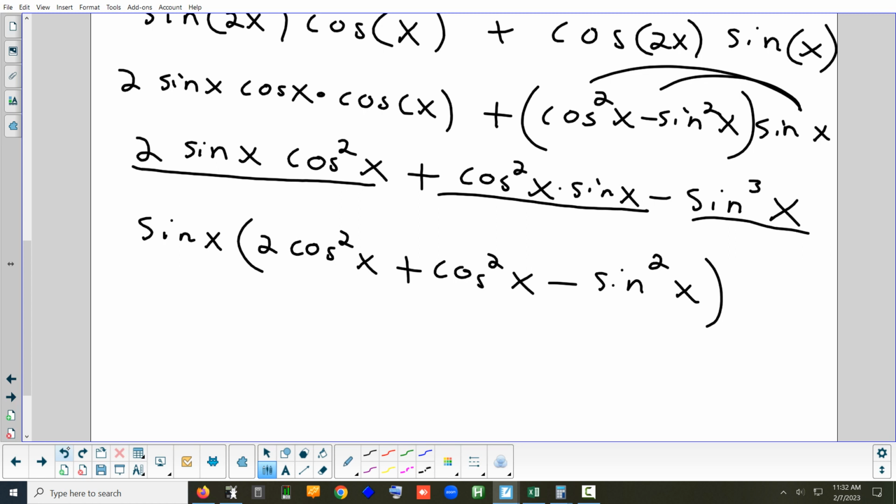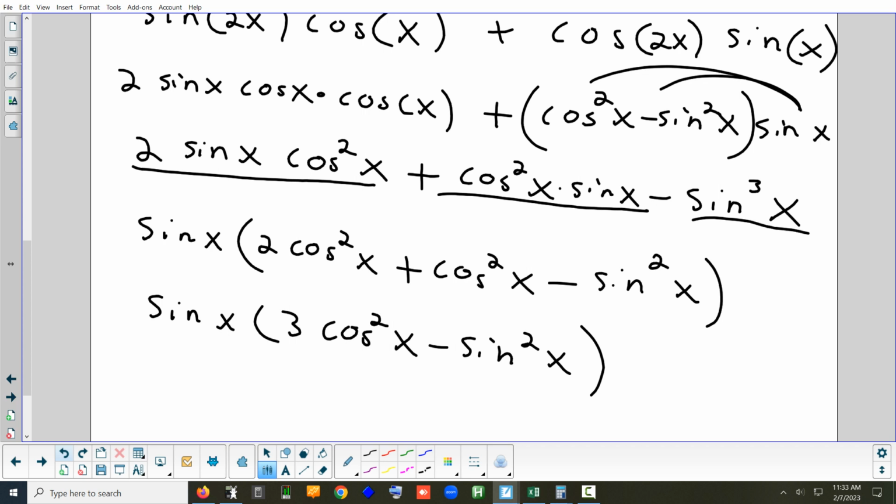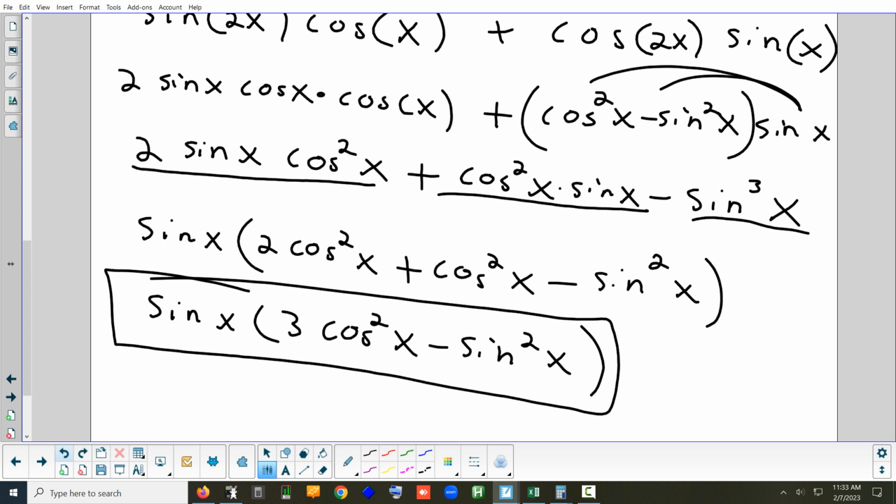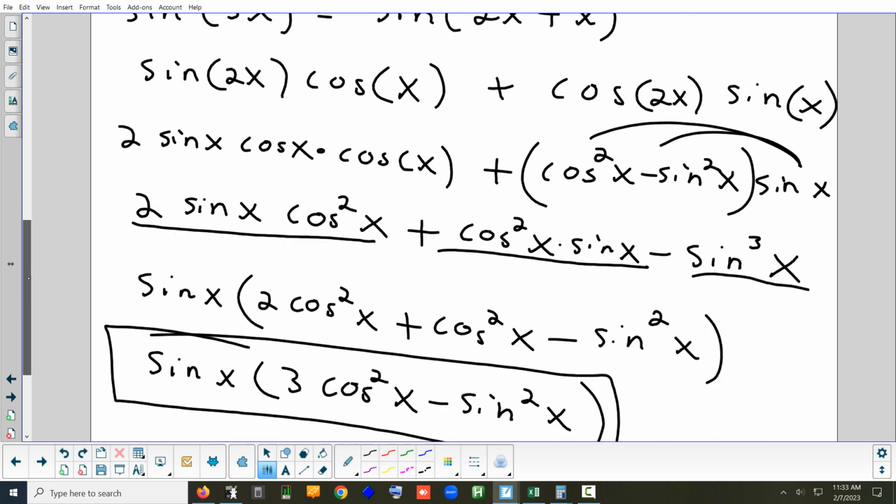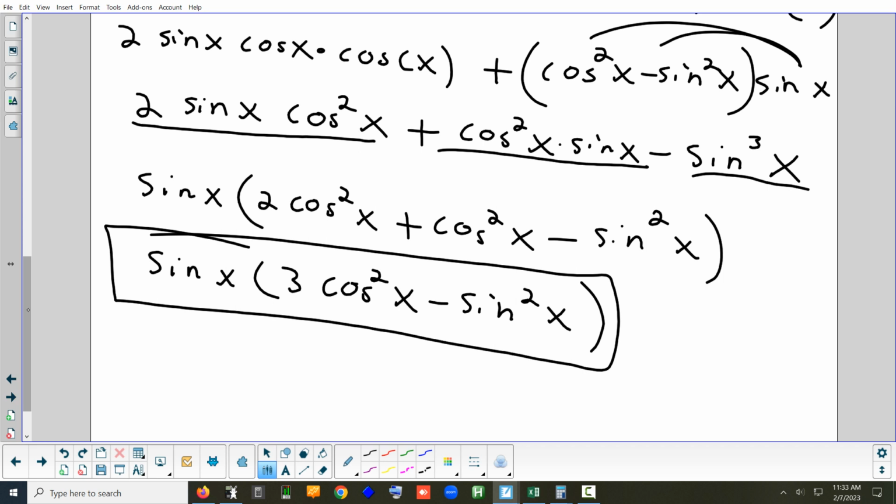Now, look inside the parentheses. Are there any like terms we can add? Yeah, we can add the cosines. What's 2 cosine squared x plus 1 cosine squared x? 3 cosine squared x. So it got a little bit smaller. I don't think there's a lot more you're going to be able to do with that. So there's the formula for sine 3x, written without any numbers except a 1 in front of the argument. And there's probably lots of other ways to write that.